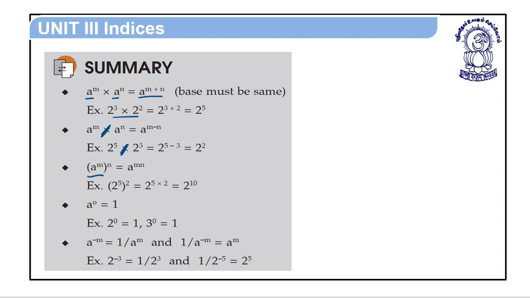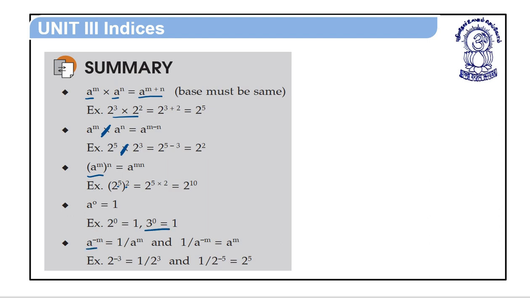a raised to m whole raised to n is equal to a raised to the multiplication of indices, m n. 2 raised to 5 whole square is equal to 2 raised to 5 into 2, the indices are in multiplication, so 2 raised to 10. a raised to 0, power is 0, is equal to 1. In the same way, 2 raised to 0 is equal to 1, 3 raised to 0 is equal to 1.